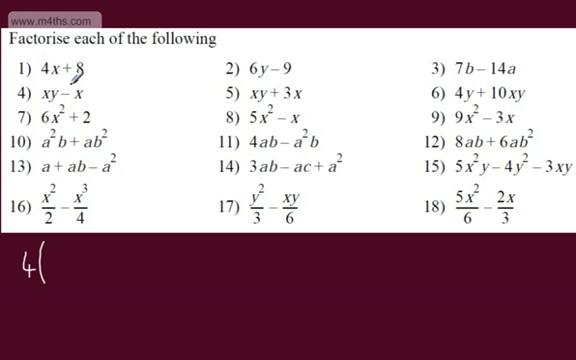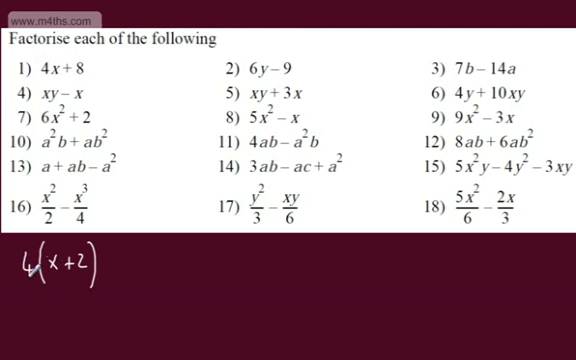Two different ways of looking at this. The first way, you can say, what do I need to multiply 4 by to get 4x? And the answer is x. And what do I need to multiply 4 by to get positive 8? And the answer is positive 2. That's the first way of looking at it. Alternatively, you can take 4x and say, what's 4x divided by 4? The answer is x. And then what's 8 divided by 4? The answer is positive 2. So this is now factored.